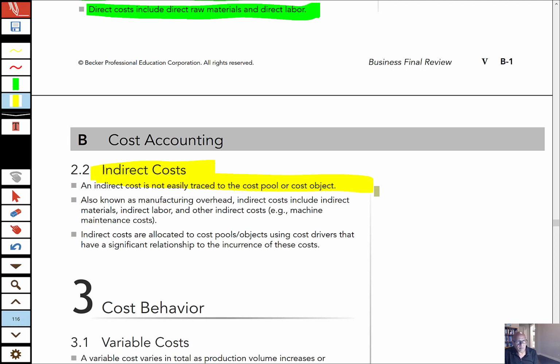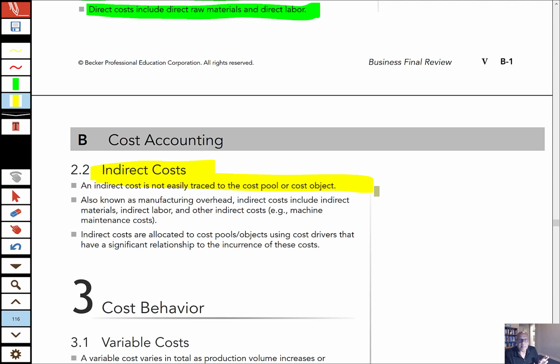Now, being accountants, we want things to fit into these perfect little silos, called T accounts for us, and we want them to fit directly and be easily traced, and not everything is easily traced. So we think there should be some definition somewhere as to what is easily traced. Well, that's not quite the deal here. If a company comes up with a way to easily trace a cost that has traditionally been considered indirect, then it becomes a direct cost.